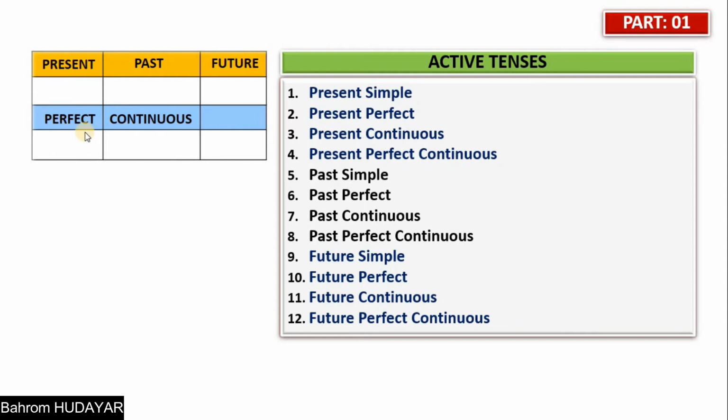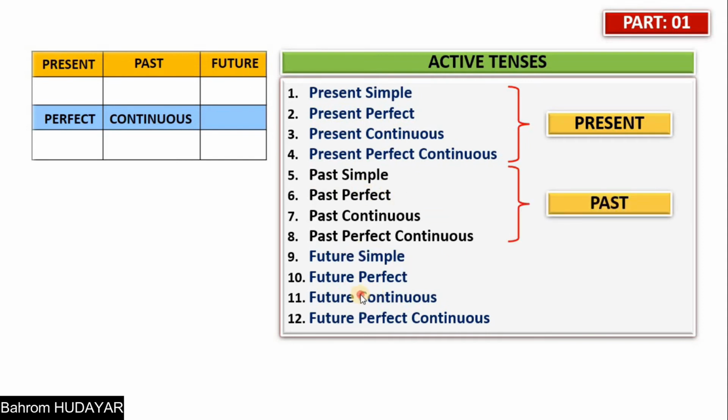You can use both components too. For example, if you combine perfect and continuous with future, you will get the future perfect continuous, past perfect continuous, present perfect continuous. Okay, so when you look at the number of the tenses here, it may scare you, right? It looks scary, but the truth is these tenses are only in present. And these are in past, and these are in future.